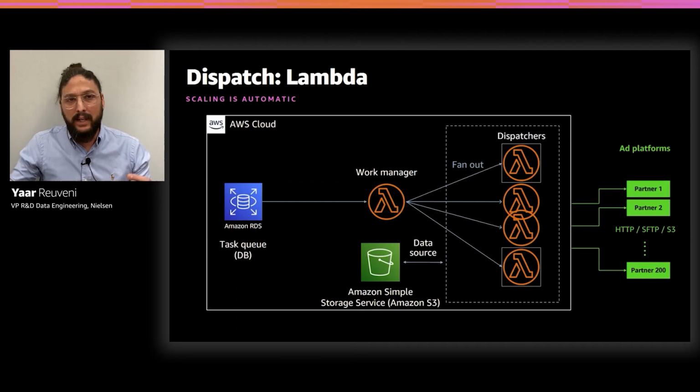And if you remember, we had a challenge with burst. So this fan-out architecture is actually amazing for solving the burst problem. If a burst comes in, the work manager just invokes more and more of the dispatcher lambdas up to the max capacity of concurrent invocations we can run. And then we can handle any incoming burst quickly and immediately.